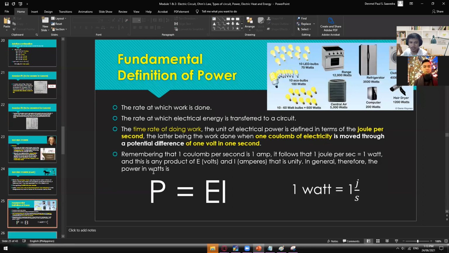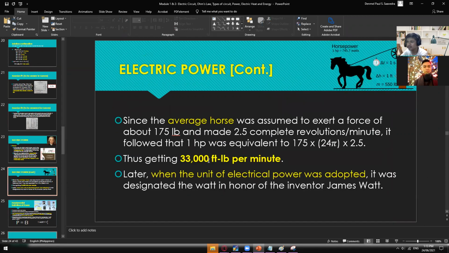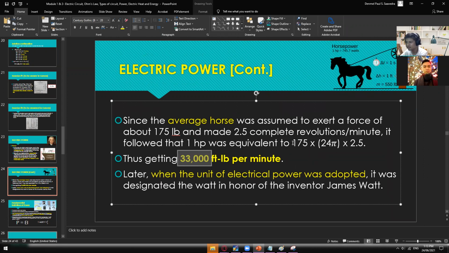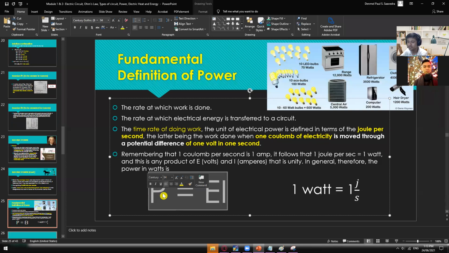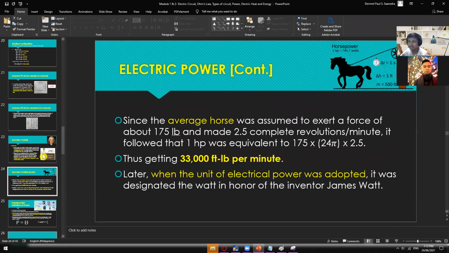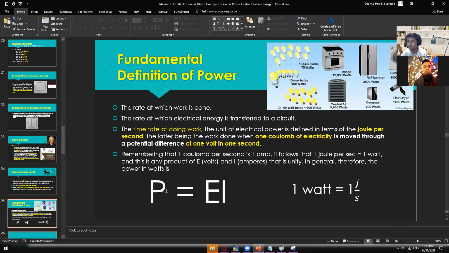So if you want to study more when it comes to power, all you need to memorize is this one. You don't need to memorize 33,000, this 175, etc. When it comes to power, just know this formula. This is just a short history on how they invented the calculation when it comes to power. So P is equal to E times I.